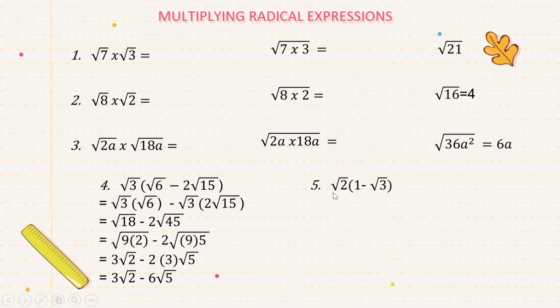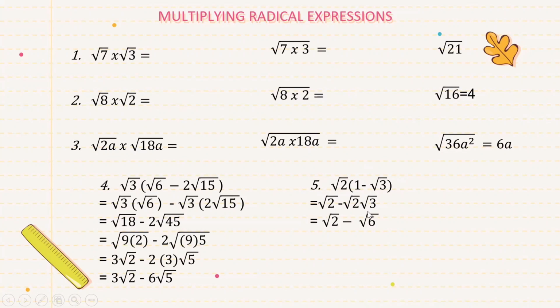Number 5, square root of 2 times the quantity of 1 minus square root of 3. Again, sa mga ganitong example, we are going to use distributive property. I-distribute natin or i-multiply natin yung square root of 2 in each term. So, meron lang din ulit naman tayong 2 terms. So, let's try it. The square root of 2 times 1 is equal to square root of 2 minus the square root of 2 times the second term, which is the square root of 3.